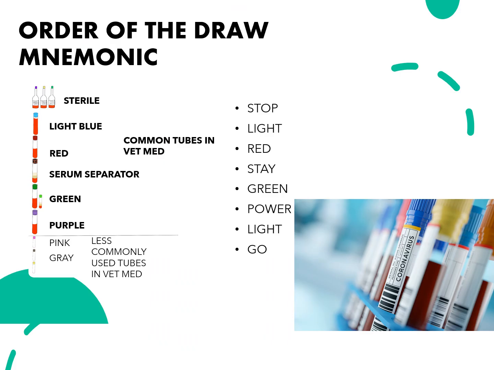So the mnemonic that we use to remember the order of the draw is stop, light, red, stay, green, power, light, go. Stop, or S, stands for sterile. Light stands for light blue. Red is your red top tube. Stay is for your serum separator. Green is for your green top tube. Power is for your purple top tube. Light is for your light pink tube, which we won't see much in veterinary medicine. And go is for your gray top tube.